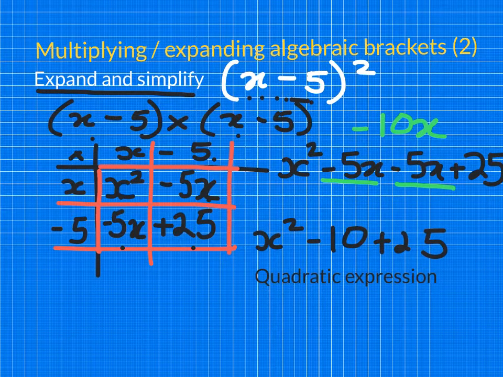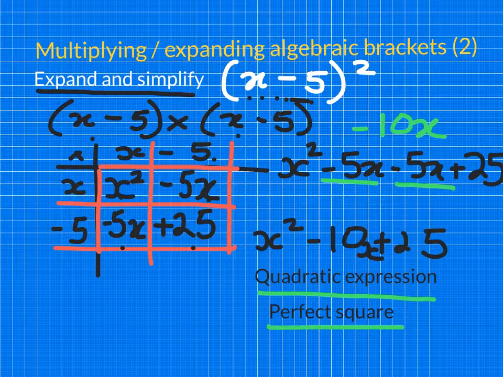This type of expression that we come up with, which has got an x squared term in it, is called a quadratic expression. Whoops, we lost part of it there. That should be a 10x. X squared minus 10x plus 25 is a quadratic expression. This particular type of quadratic expression is a perfect square. And it's called a perfect square because we look back to the original expression and it actually was something squared. In other words, it had the same bracket multiplied by itself.